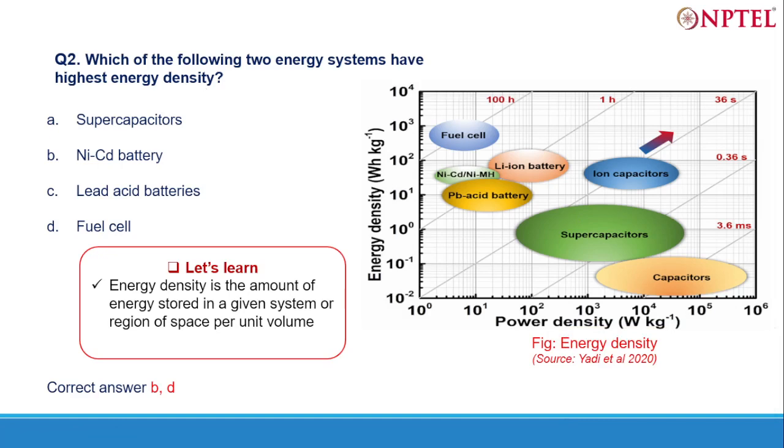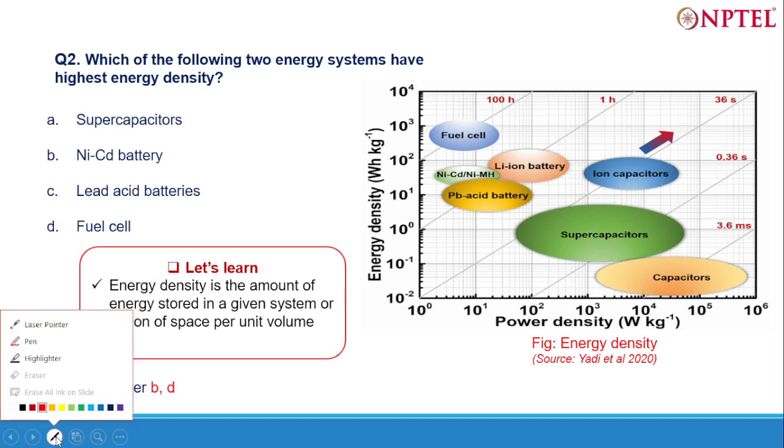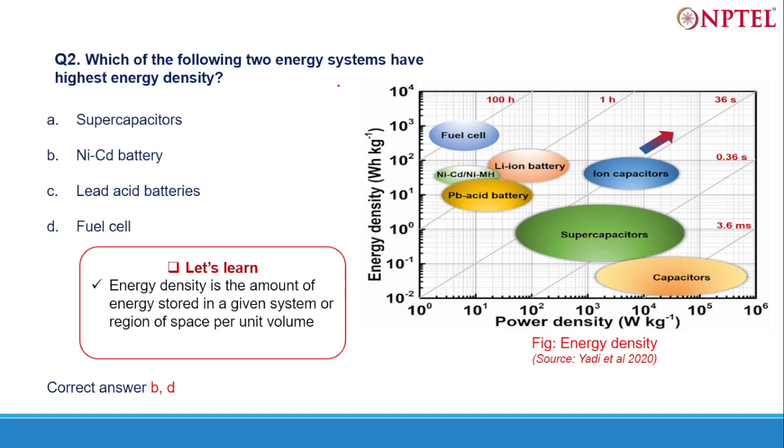So the first thing we will talk about here is, what is energy density? Because if you don't know the term energy density, we can't decide which system has the highest energy density. So energy density is basically the amount of energy that is stored in a given system per unit volume or per unit mass. So you know volume is in meter cube and mass is in kg. So this is a very important concept.